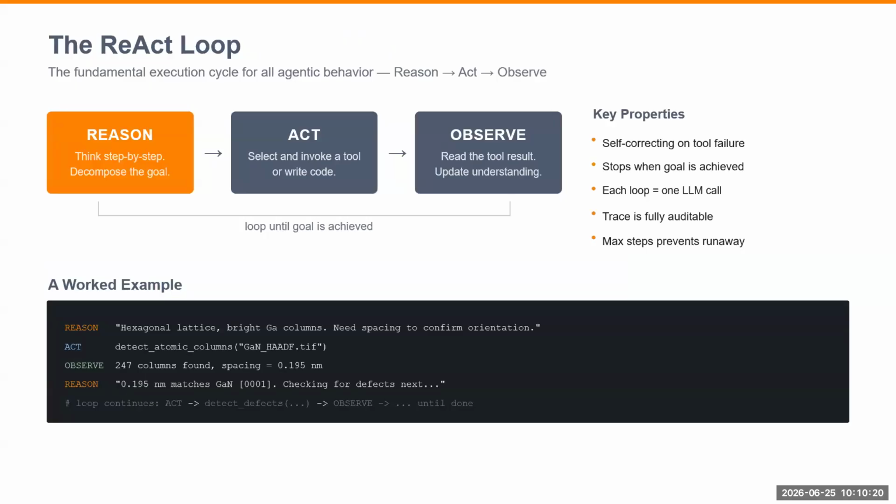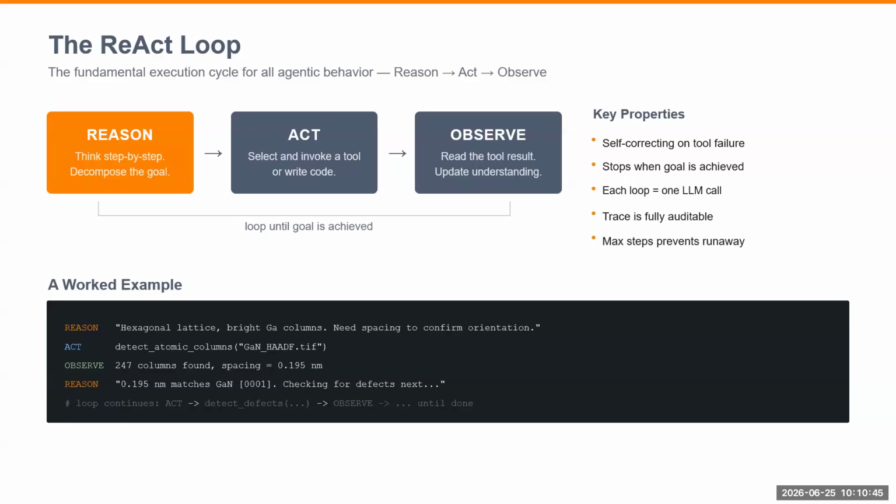So just quickly going over the ReAct loop and how that works with a worked example. We want the agent to reason, so we want the agent to think step by step and decompose the goal. Then act: invoke a tool or write code. We can give it tools, or we can tell it, hey, write code for that goal. And then it will observe what the tool result is, update its understanding, and try to do this over and over again.